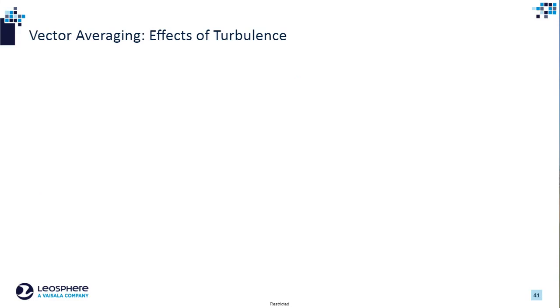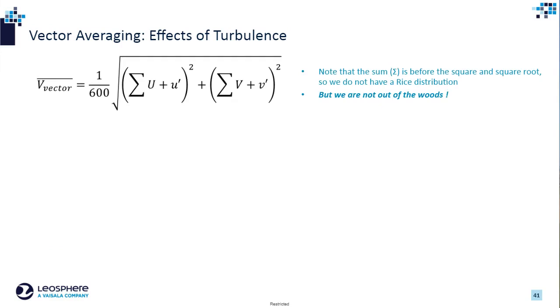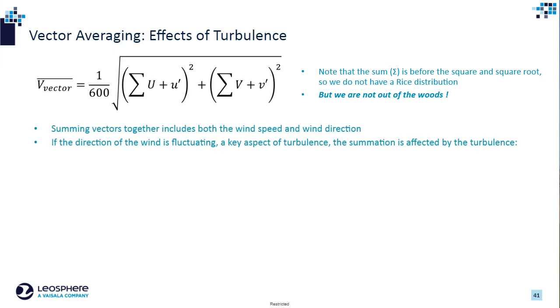So here, again, we have one of the equations from vector averaging with our Reynolds decomposition. But note here that the turbulence is inside the summation, which means that we don't have a Rice distribution. Some of this noise cancels out, but we're not out of the woods. Summing vectors together includes both the wind speed and the wind direction. And if the direction of the wind is fluctuating, a key aspect of turbulence, the summation is affected by the turbulence, like this.